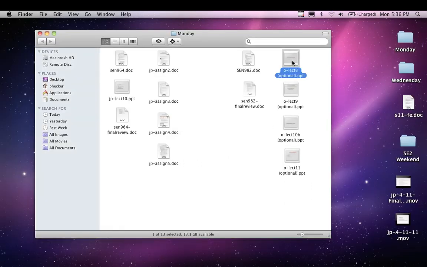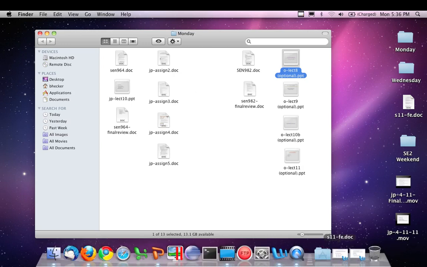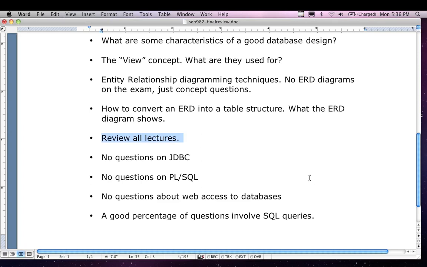But all the way through the 7s, the 8s you don't have to worry about, or the 8, 9, 10. I think I ran over 10A, actually. There aren't any questions, though, on JDBC. So there's no questions on JDBC, there's no questions on PLSQL, no questions about web access to databases, didn't even cover it, actually. Well, not that much.